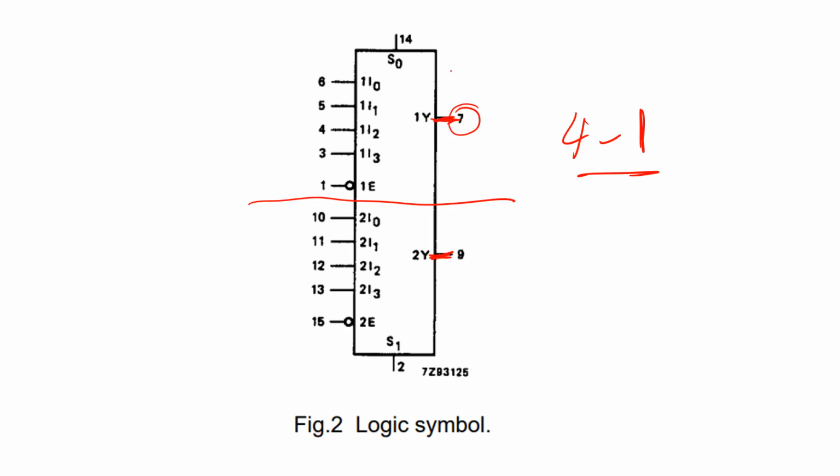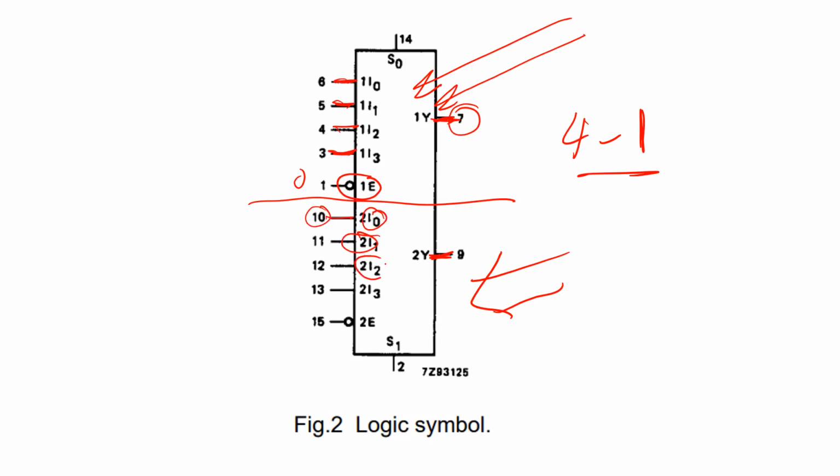For the first multiplexer here, you can see this is input 0, input 1, input 2, input 3. And this is the enable of this multiplexer. Every time you see this bubble, it means it's active low. So if you want to enable this multiplexer, you have to put 0 here. Same thing for the other one. Pin number 10 here is input number 0, input number 1, input number 2, input number 3 for the second multiplexer.